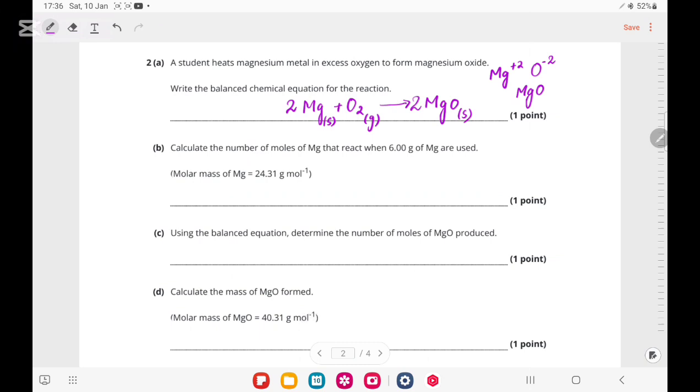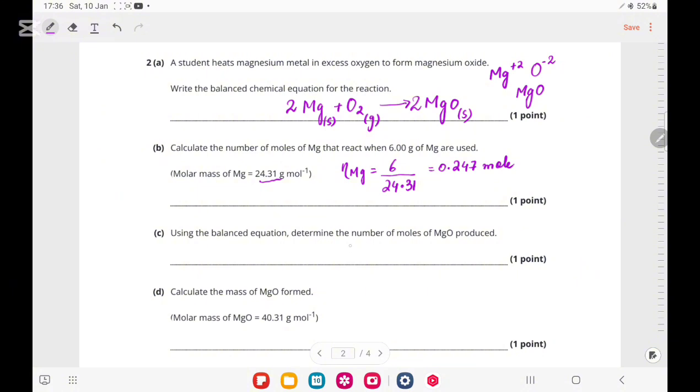when 6 gram of magnesium are used. So in order to find the mole of magnesium, the formula is mass over molar mass. Mass is 6 gram and molar mass is given to us, that is 24.31, and the answer comes out to be 0.247 mole.